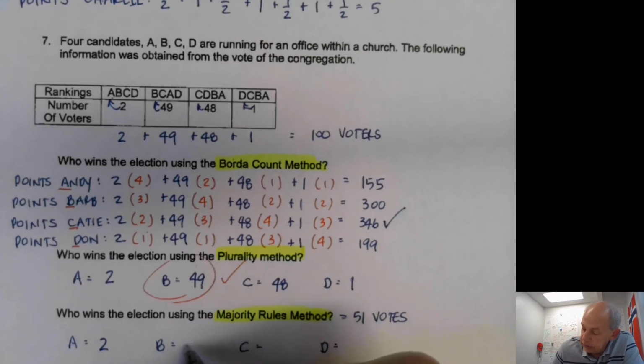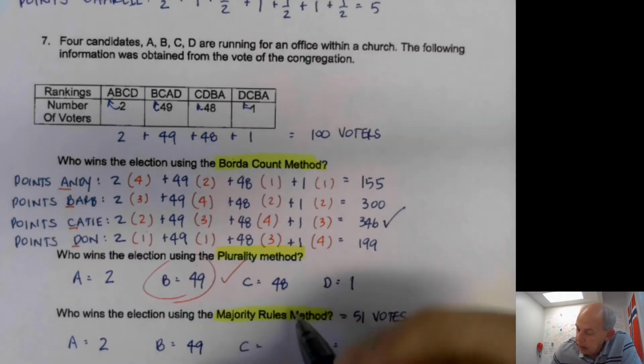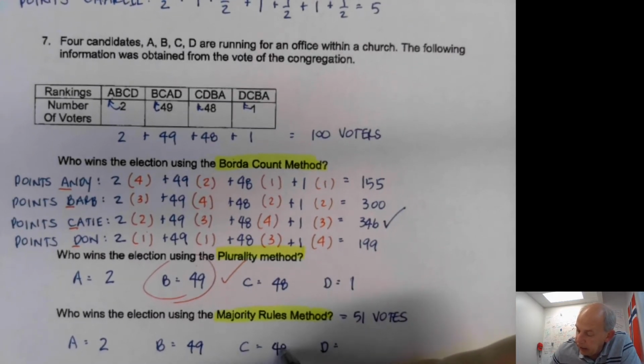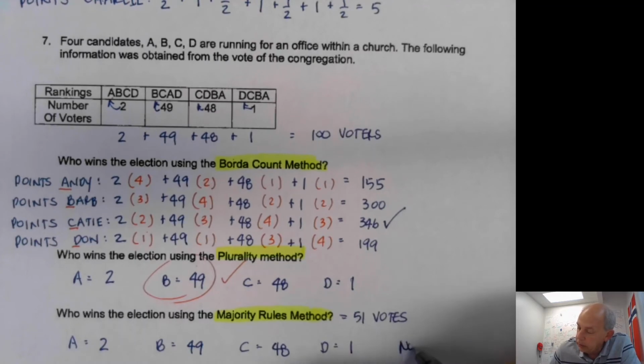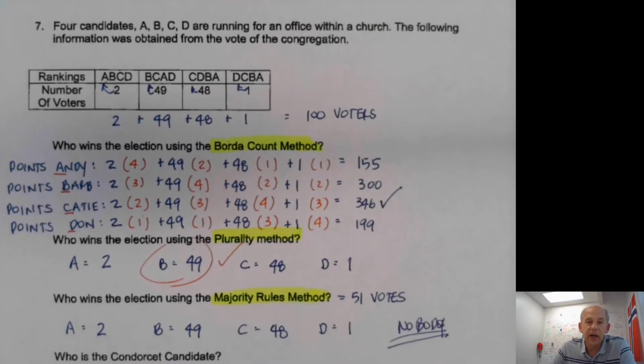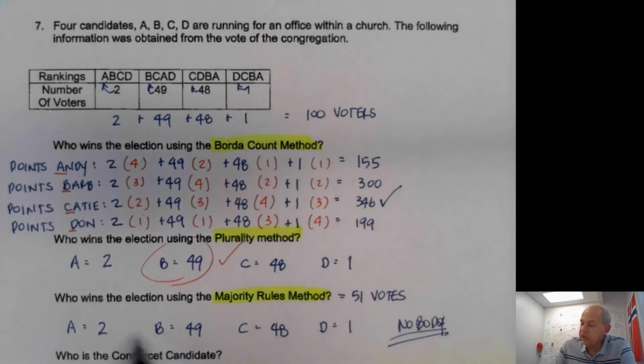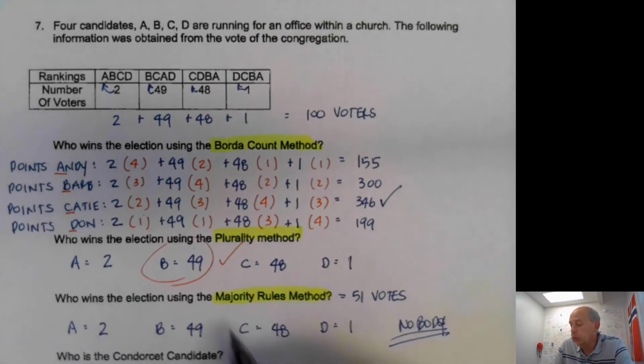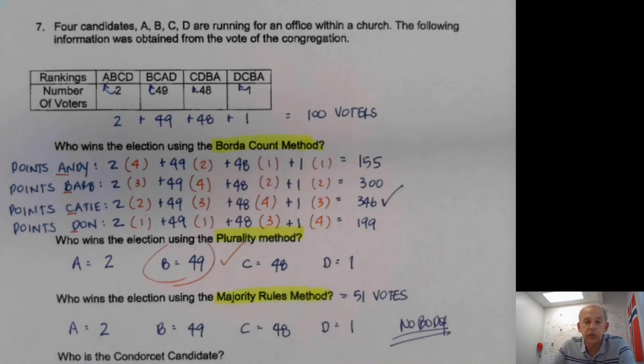Andy got 2. Barb got 49. Katie had 48. Don had 1. Nobody has a majority. We do not have a winner using majority rules because there were not enough votes to get 51 for one candidate. Nobody wins. Barbara was close with 49, but that still wasn't enough. Katie was close with 48, but it was not 51, so nobody wins the election using majority rules.